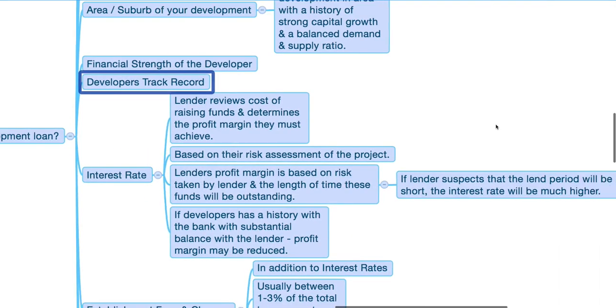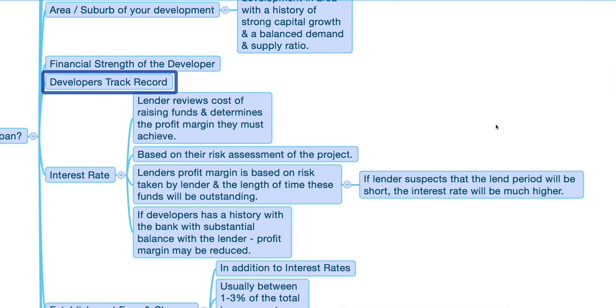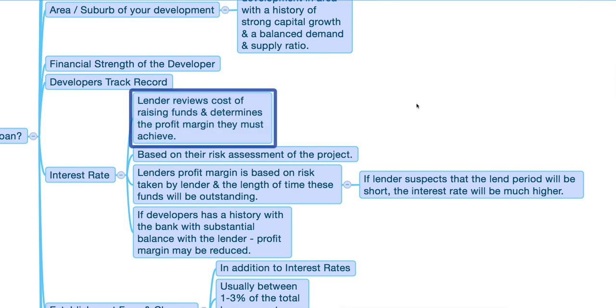Interest rate. How do they determine the interest rate? Lender reviews costs of raising funds and determines the profit margin they must achieve. So that's the first thing that they will do. And based on their risk assessment of the project, they will look at what the risk involved. Lender's profit margin is based on risk taken by lender and the length of time these funds will be outstanding. And I'll give you an example. If the lender suspects the lend period will be short, the interest rate will be much higher.